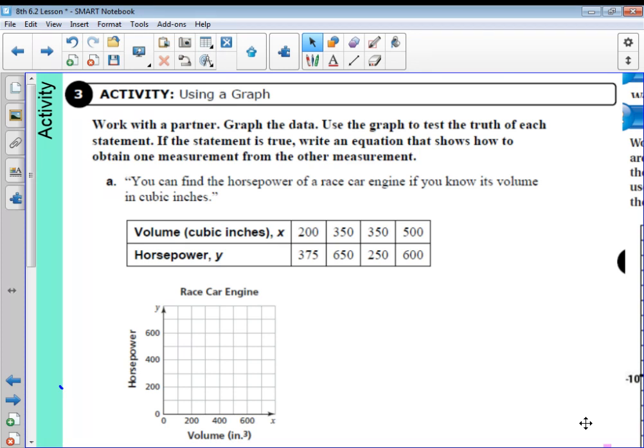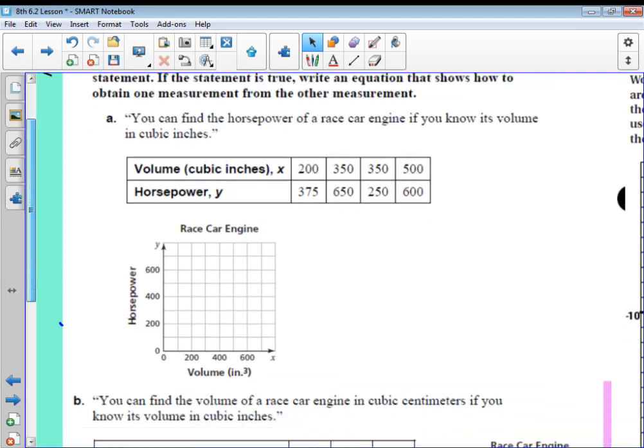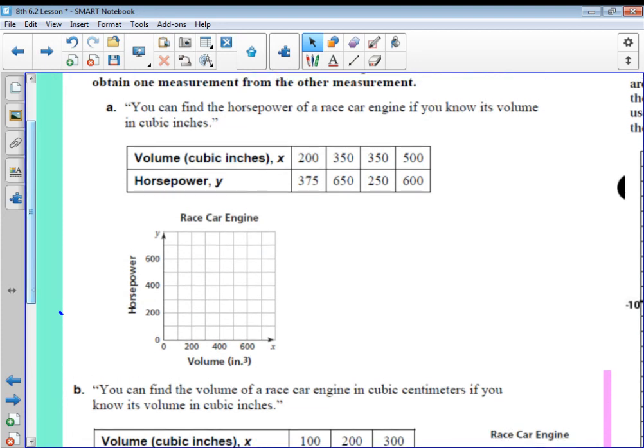for the other measurement. So letter A says, you can find the horsepower of a race car engine if you know its volume in cubic inches. So is that a true statement or not? So what we're going to do is go through and graph this information. So if I graph this, remember these are my X's and my Y's.